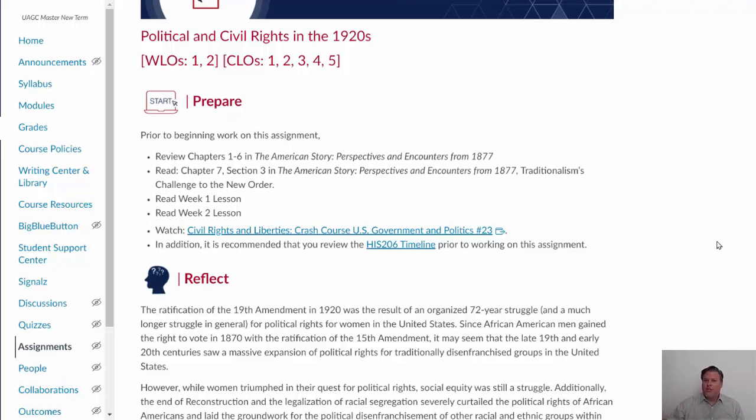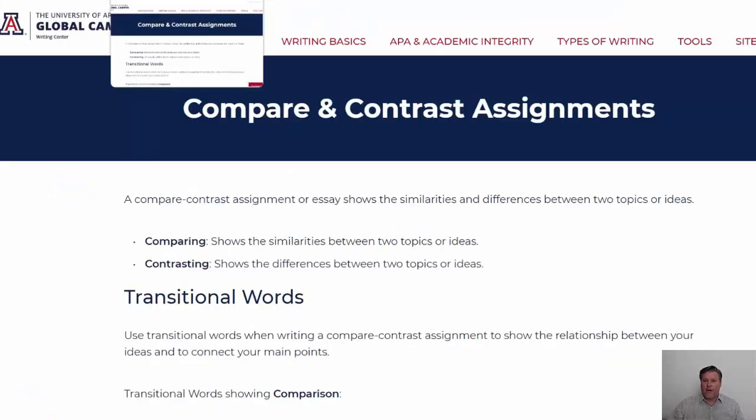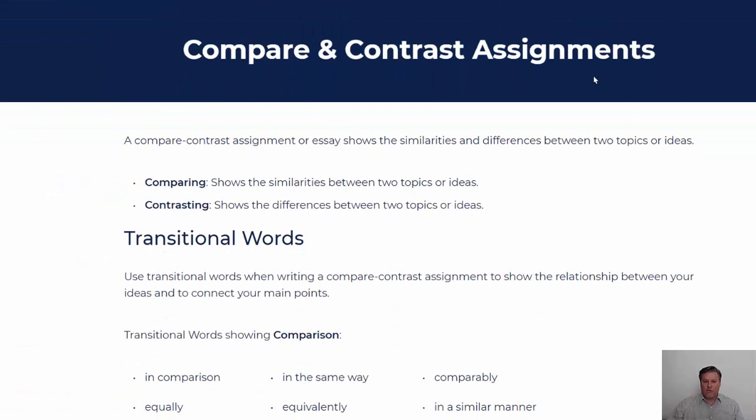that is contrast. There are two main ways to format a compare and contrast essay, and I'd like to address both briefly. The first approach would be to discuss the first topic in the first body paragraph, the second topic in the second body paragraph, and the third body paragraph should discuss similarities and differences between the two topics. The other approach would be to look at each potential similarity or difference in a paragraph, and then have the number of paragraphs match the number of similarities or differences. The UAGC Writing Center has a really great resource for compare and contrast assignments, and it's recommended that you review this resource carefully prior to writing your assignment.